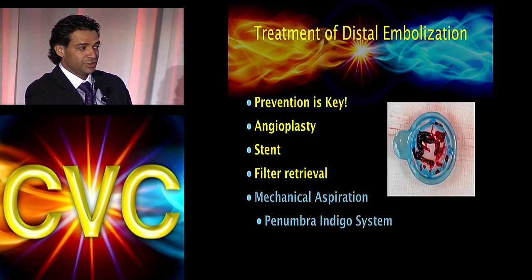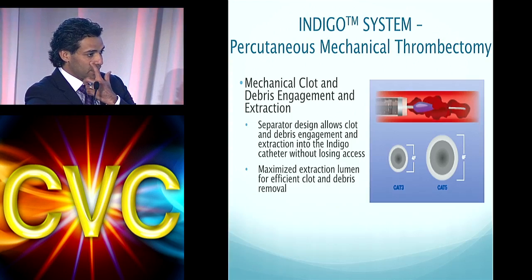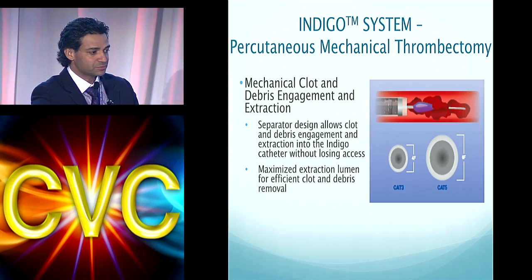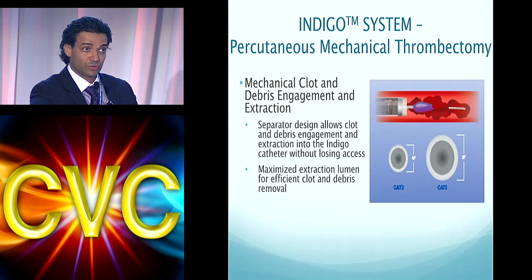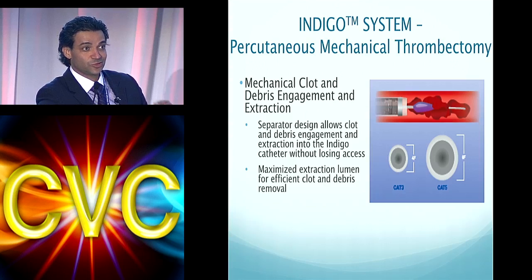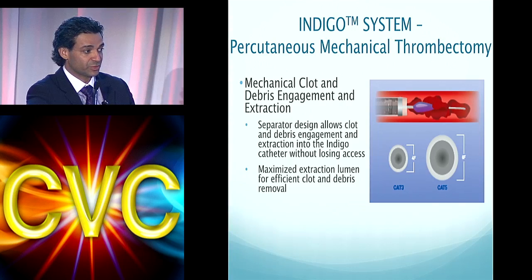Then we started using the Penumbra Indigo system, which is basically an extraction catheter. It comes in two sizes, the 4 French and the 6 French, and it's an end-hole catheter that used to be used in the neuro space. This is where our much smarter colleagues used to use this in the brain and suck debris out when they had distal embolization. Dr. Arco is going to go over this a little bit more as well, sort of the history behind this device.